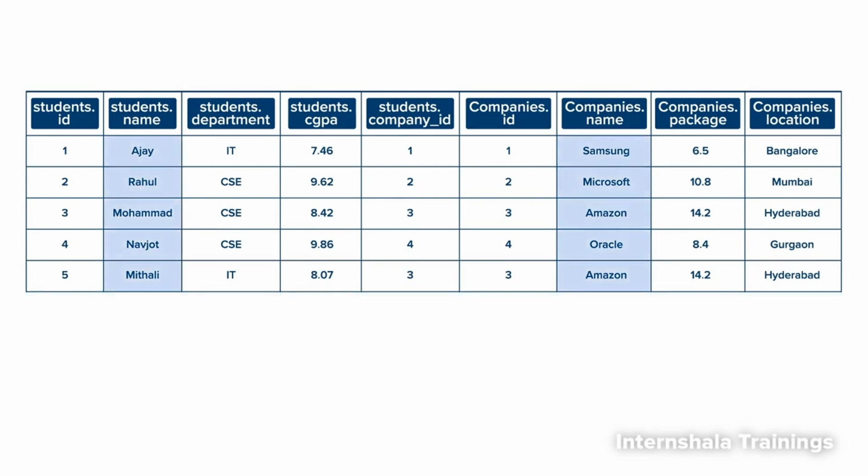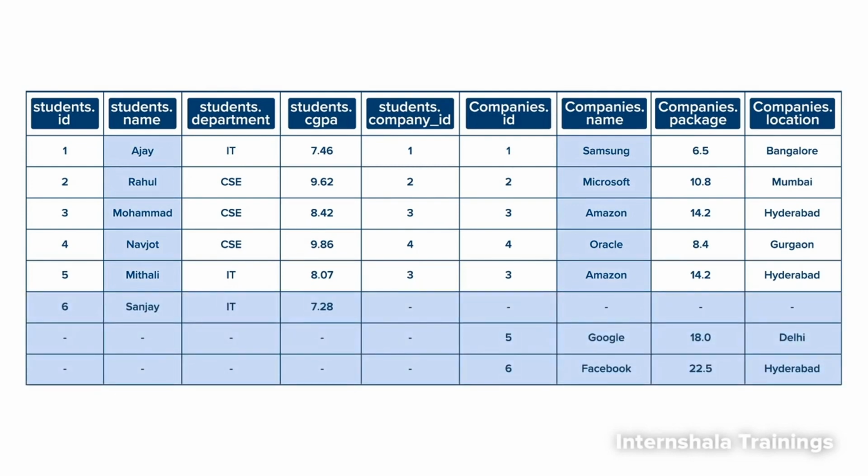With inner join, only those records which have at least one associated record in the other table are fetched. For example, Ajay is associated with Samsung, Rahul is associated with Microsoft, Mohammed is associated with Amazon, and so on. But Sanjay has no company record associated with him. That is why the record that corresponds to Sanjay is not fetched in inner join.